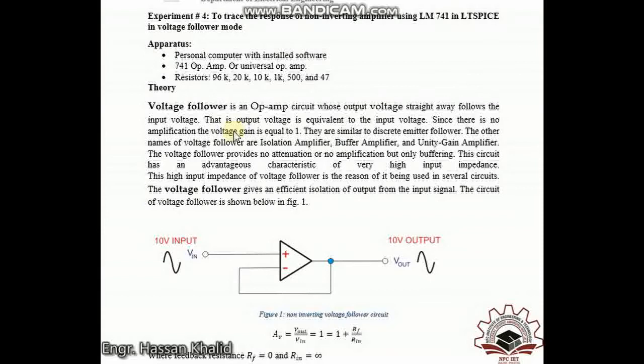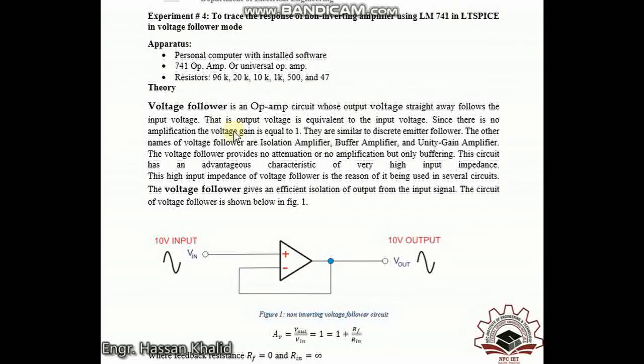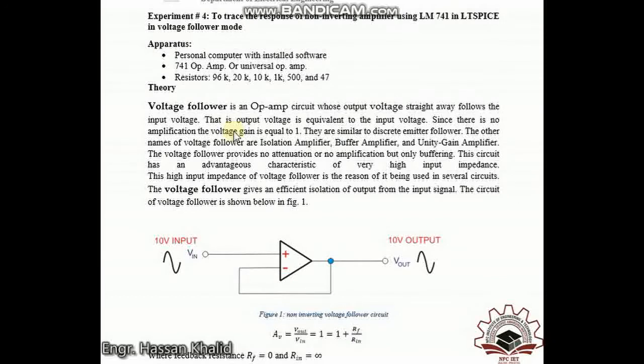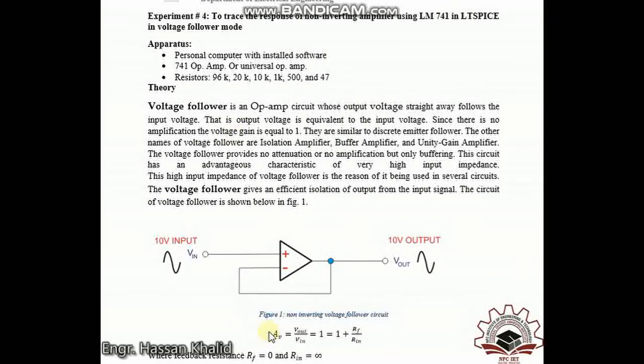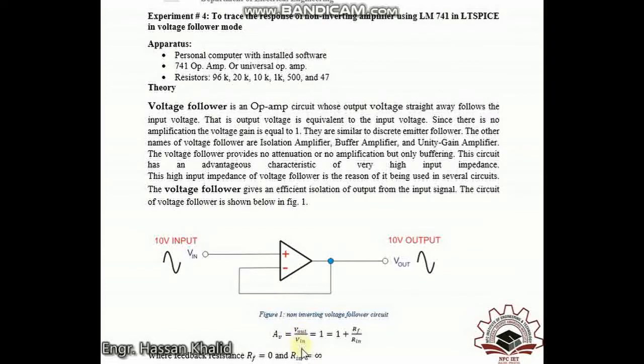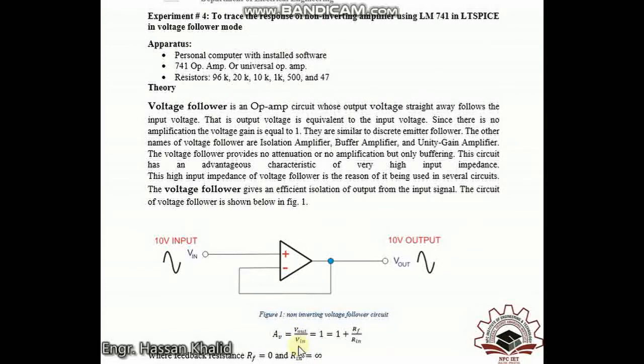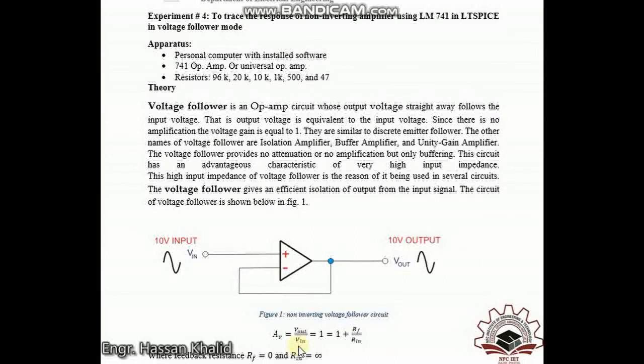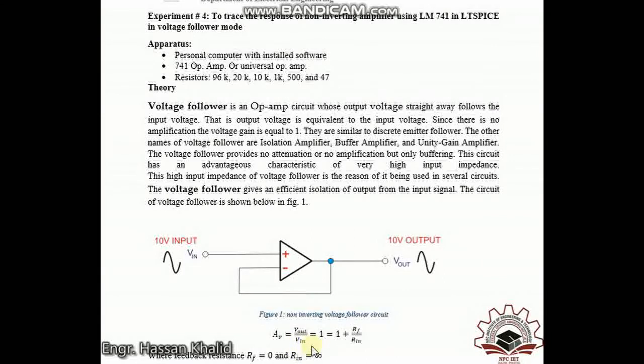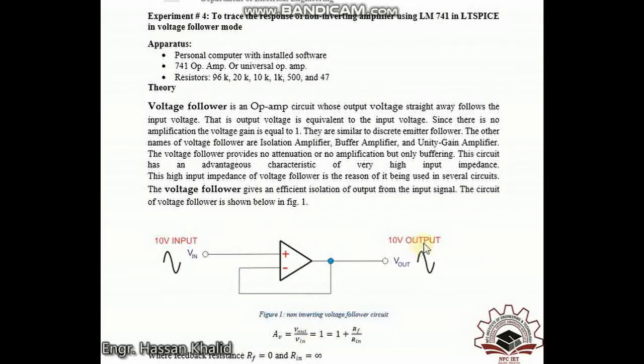Since there is no amplification in the output, the output voltage and the input voltage are the same. So according to the equation of the gain calculation, the ratio of the output to the input, since it is the same, the gain of this amplification circuit will be 1. That means the voltage follower circuit has unity gain. Fine.